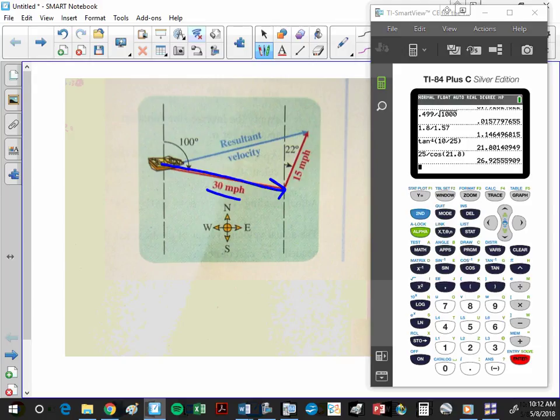The current of the water. So the water is traveling 15 miles per hour in that direction. So even though the boat is aimed this way, it's traveling that way. Right? It's pointed in one direction, but it's actually traveling in a different direction. And that's why riptides are so dangerous, because if you don't understand vectors, you could be swimming in a direction that's going to lead you out to sea. So it's kind of dangerous.